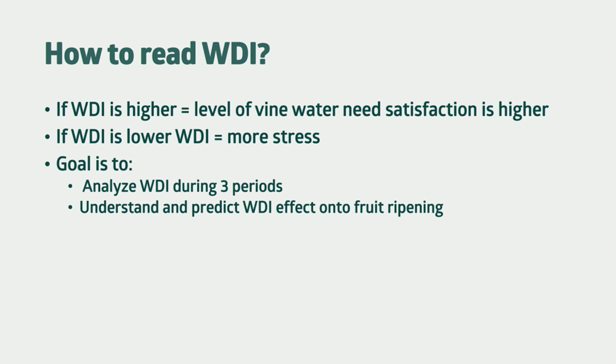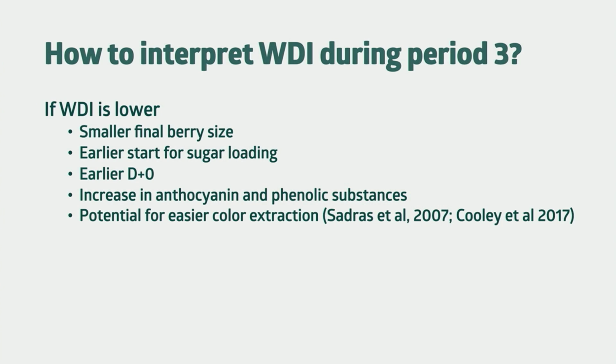So bear in mind that in the next slides, when the water deficit index is high, it means the level of vine water satisfaction is high, so no stress. And if the water deficit index is low, it means more stress. So the goal now is to analyze sequentially the water deficit index during the 3 periods I have defined that are relevant for fruit composition effect, understanding from there, and predicting the relationship that water deficit can have onto fruit ripening.